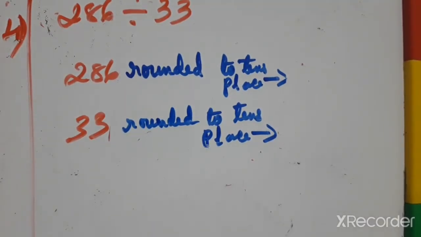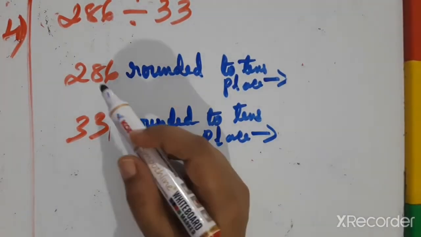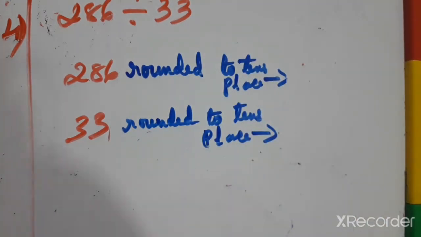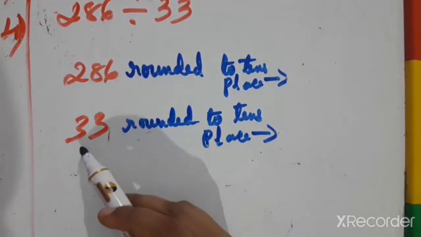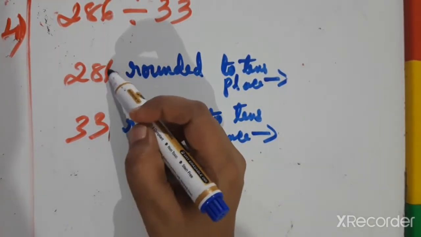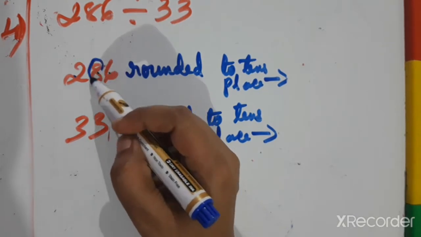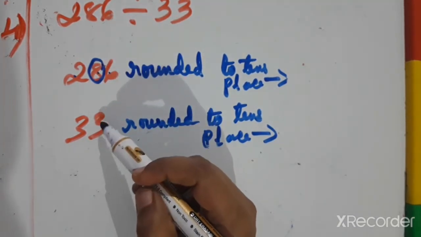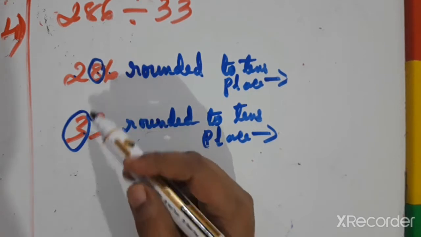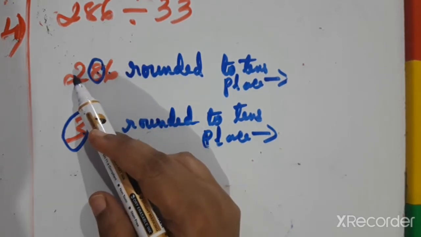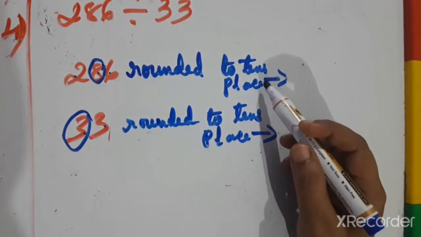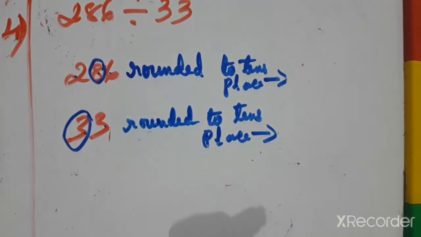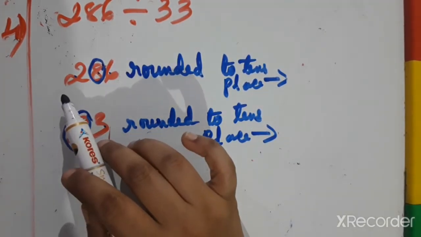The next question is 286 divided by 33. We round 286 and 33 to the tens place. By the general rule, we can round to any place. We could also round to the 100s place, but then the answer would change. The answer is still correct because we are applying the general rule.